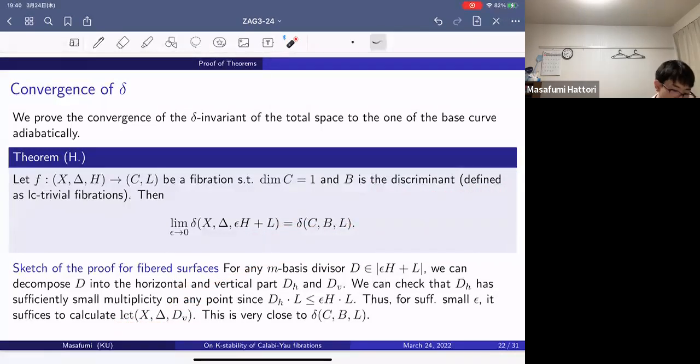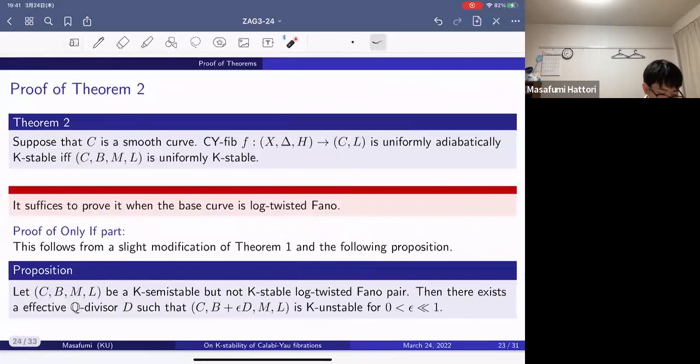And we can calculate, and it uniformly converges to this log canonical threshold. So we can conclude that the limit of the delta invariant converges to the delta invariant of the base. And so now we can prove our main theorems.